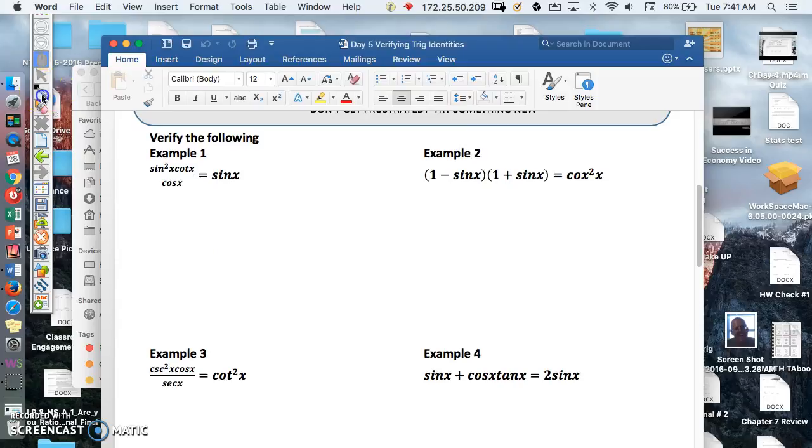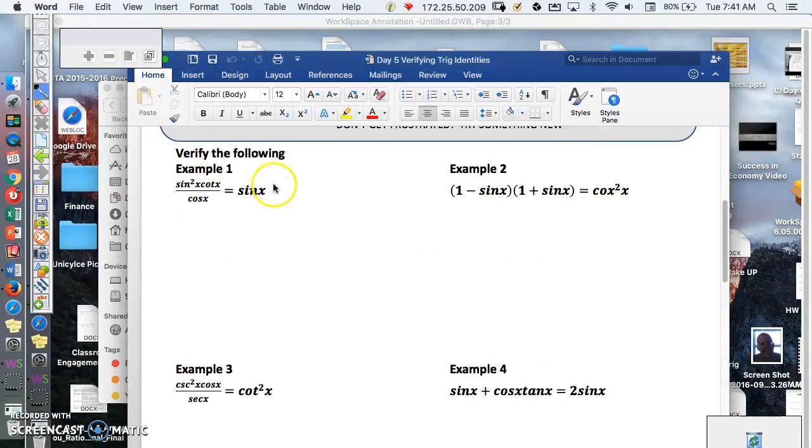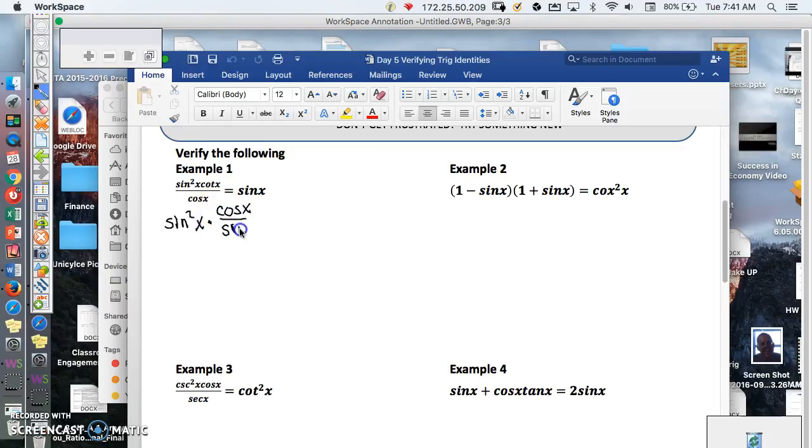So this first one we're going to look at, we have to prove that this side equals the sine of theta. It said write everything in terms of sine and cosine. So sine squared of x times cotangent, cosine of x over sine of x, divided by the cosine of x. We want to prove that that equals the sine of x.